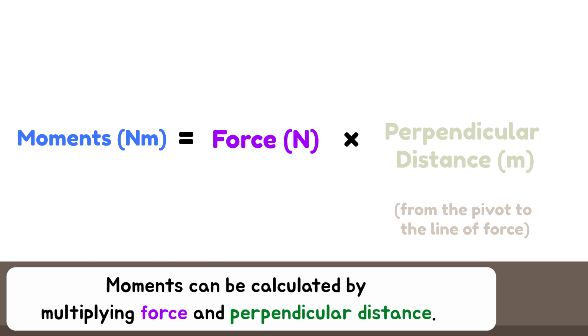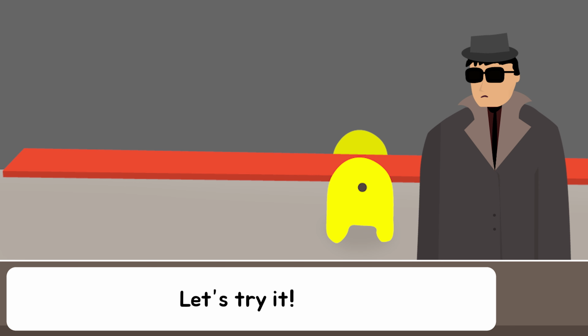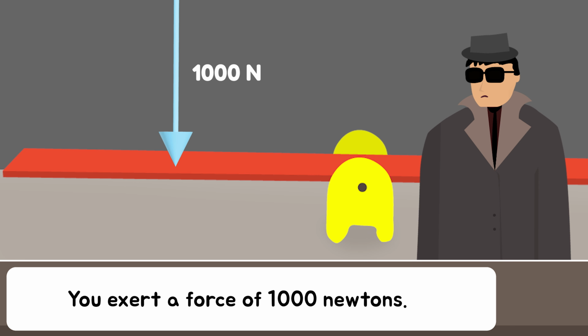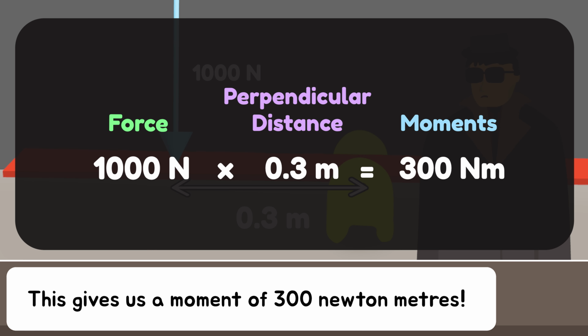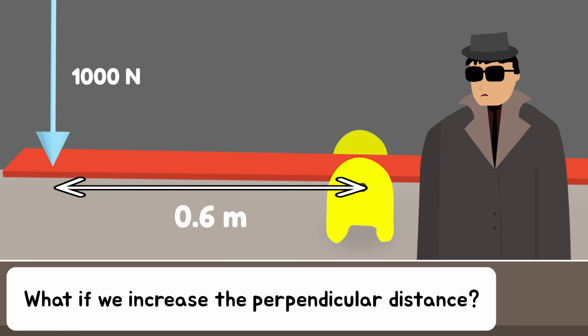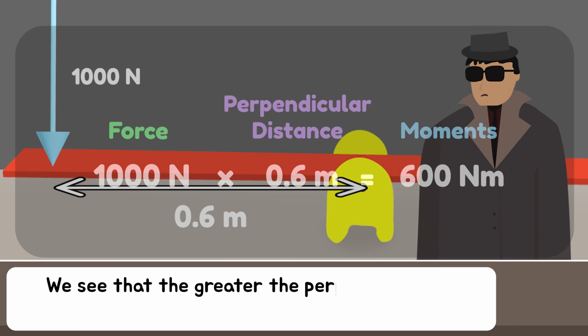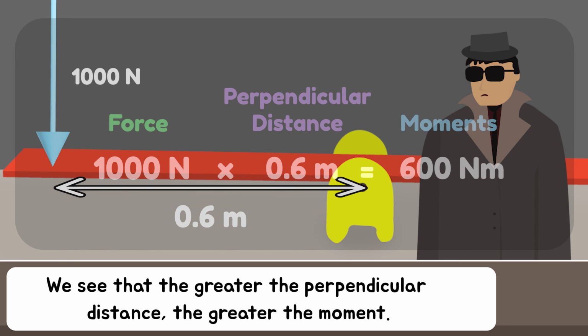Okay. Moments can be calculated by multiplying force and perpendicular distance. Let's try it. You exert a force of 1000 newtons, and the perpendicular distance is 0.3 meters. This gives us a moment of 300 newton meters. What if we increase the perpendicular distance? We see that the greater the perpendicular distance, the greater the moment.